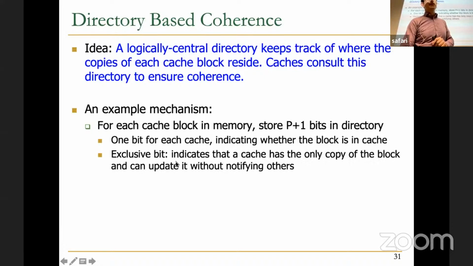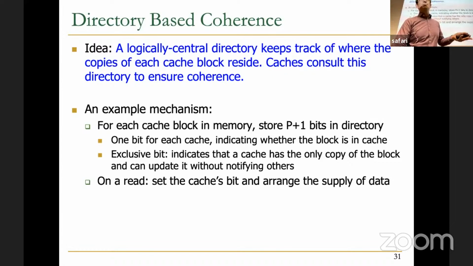And then you have an exclusive bit, which is the plus 1 bit, that indicates that a cache has the only copy of the block and can update it without notifying others. This could be useful, as we will see later on. So the exclusive bit tells the directory that this is the cache that has the only copy. You don't necessarily need it at the directory, but I like having it because mentally it says that the block is exclusive. There's no other cache other than this particular one that has the bit set, one of the p bits set.